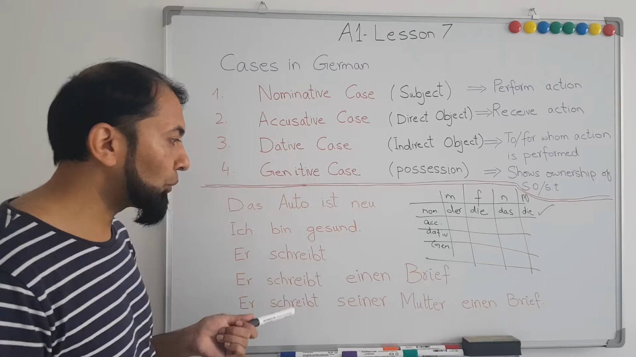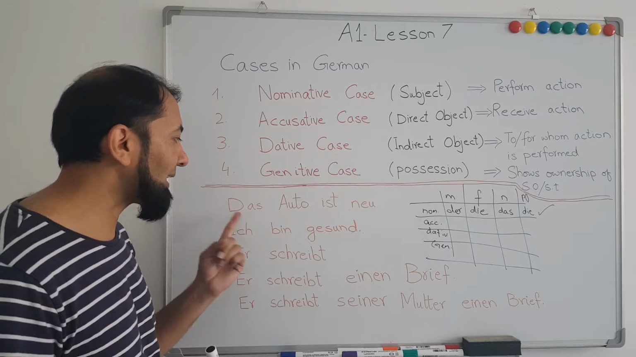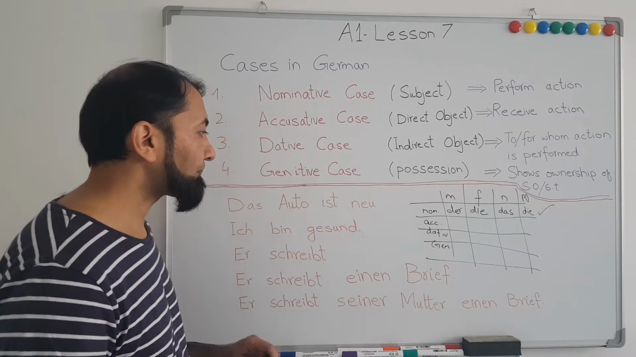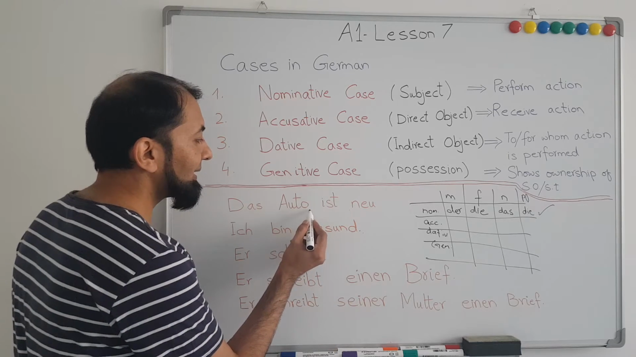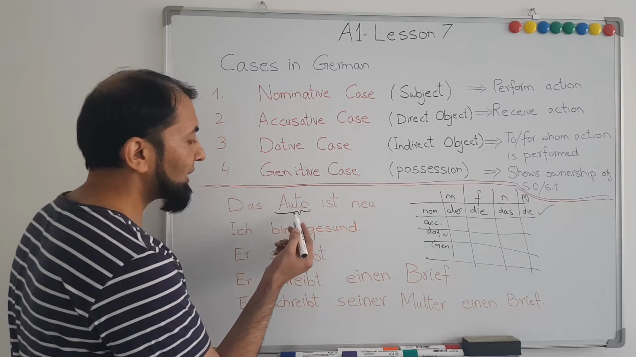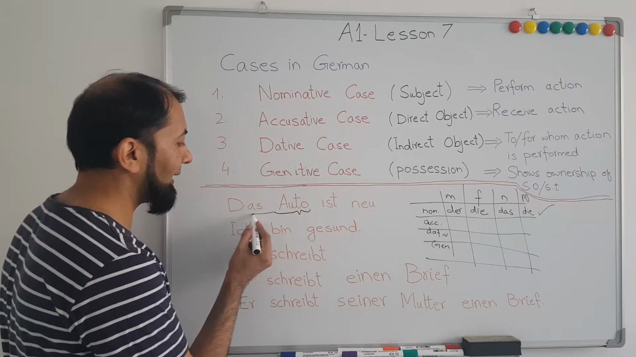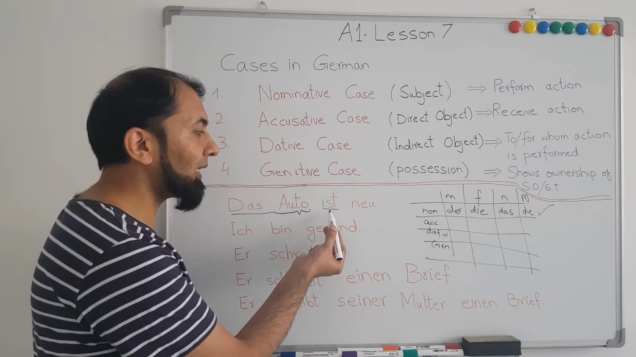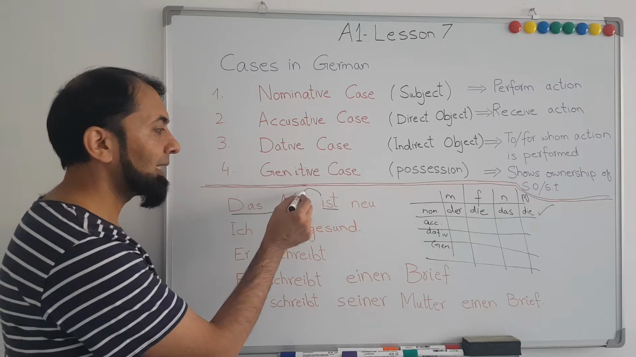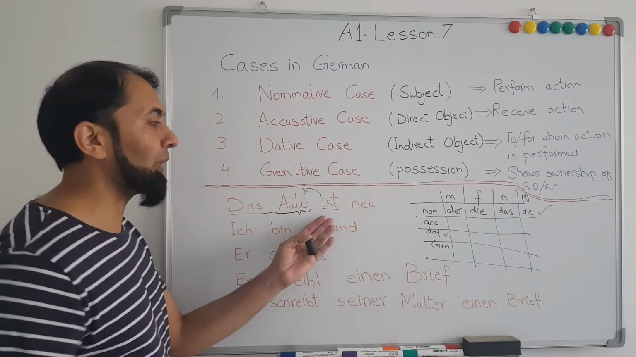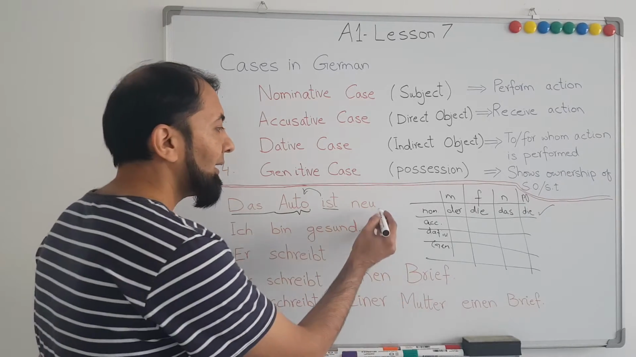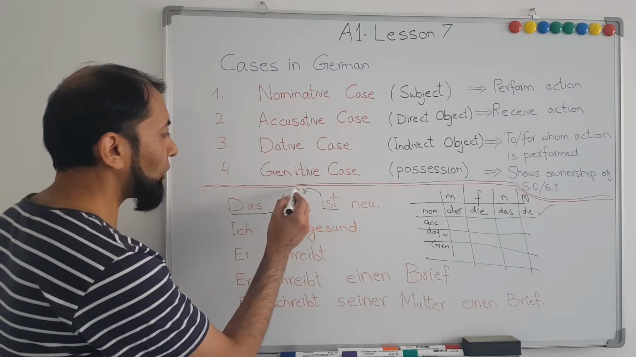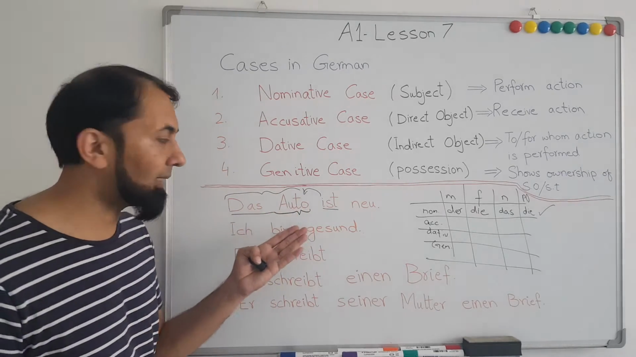So let's go through some of the examples which I have listed. So the first example is "das Auto ist neu." The car is new. Now this one is a noun which is a neutral noun, therefore it has an article "das", and "ist" is the conjugation of the to be verb or sein verb with respect to third person singular, and "neu" is the simple adjective. So this part of the sentence is nominative.